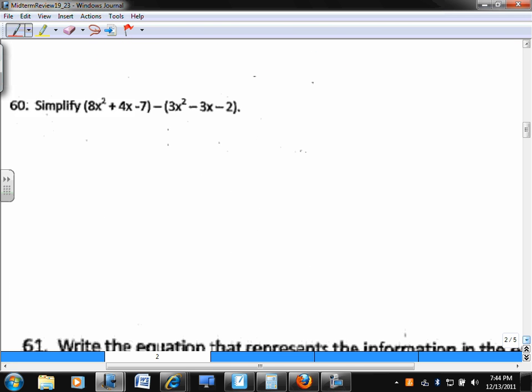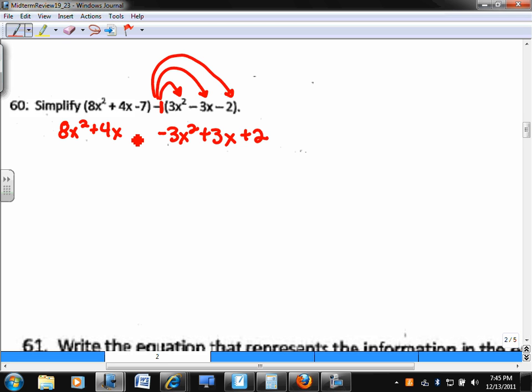60 says to simplify 8x squared plus 4x minus 7 minus the quantity 3x squared minus 3x minus 2. Well, in order to simplify this, we have to distribute the negative. Remember, a negative is really a negative 1. So we're distributing this negative 1. And also remember, multiplying by a negative all that does is change the sign. So what are we left with over here? We're left with negative 3x squared. It went from a positive 3x squared to a negative 3x squared, plus 3x. So we had to change the sign, plus 2. So it went from a negative 2 to a positive 2. Okay, and then over here, nothing changed. So 8x squared plus 4x minus 7.